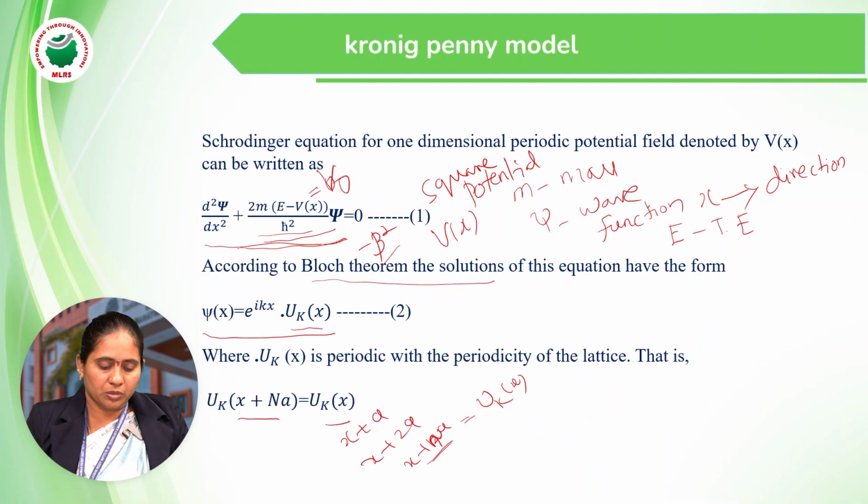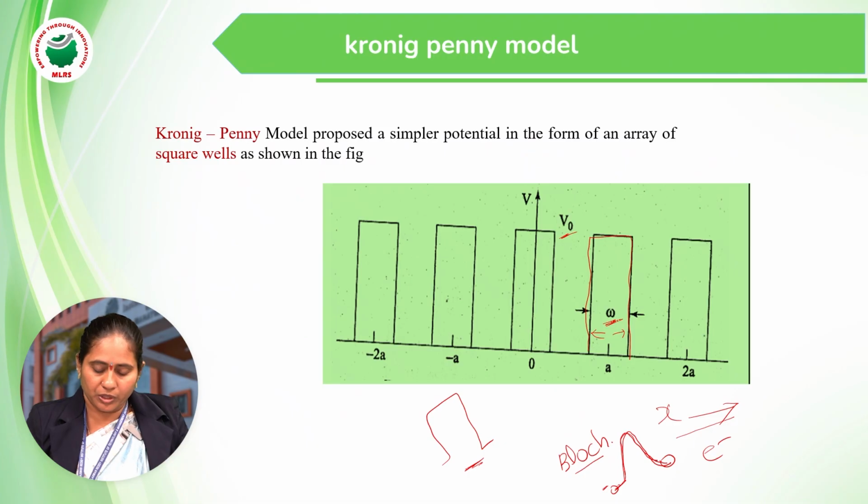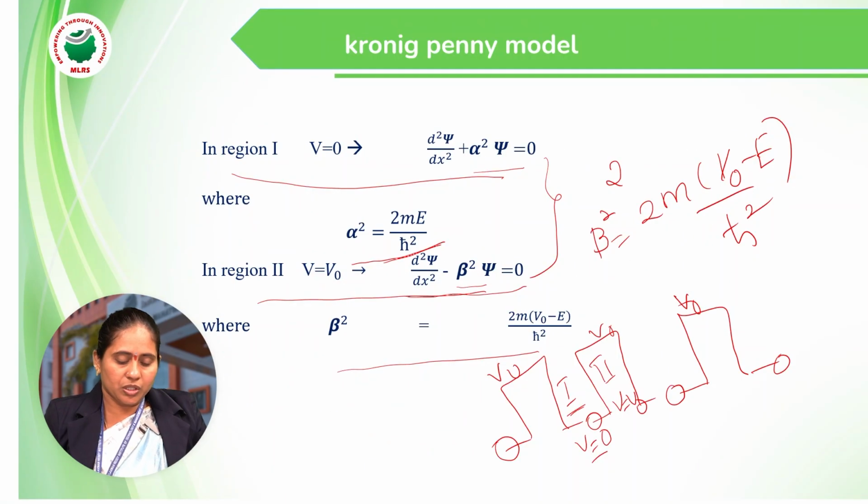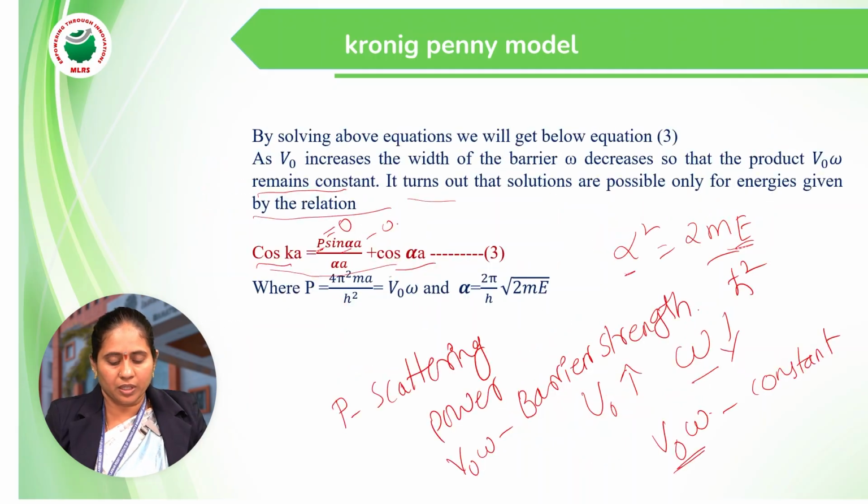So in this Kronig Penney model, he assumed the potential to be a square well potential. In this there are two regions, region 1 and region 2. Region 1 is 0 potential, region 2 has a maximum strength of potential V0. Based on this, we will get two equations in terms of alpha and beta. By solving these equations, you will get cos Ka is equal to P sin alpha a by alpha a plus cos alpha a.